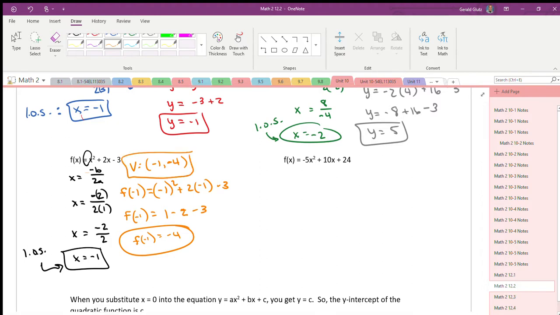So hopefully this is starting to make more sense because you're going to have to do this not only on the assignment next class, but also on the test and in the future.